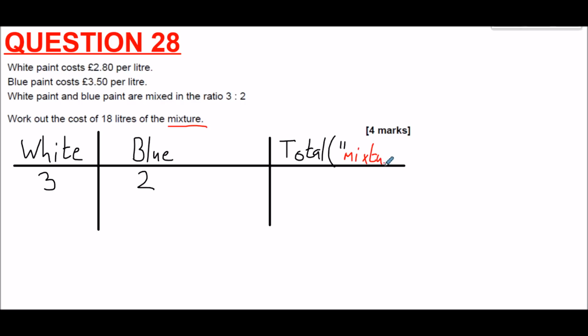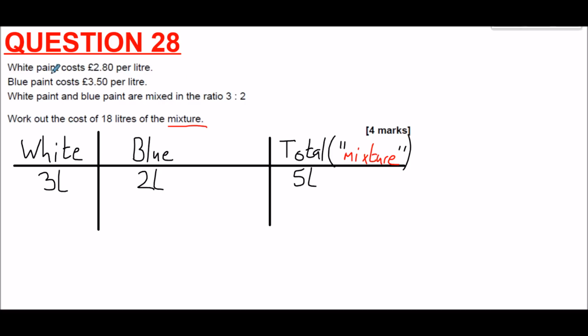So using the numbers in the ratio which have been given to us, 3:2, that could mean 3 millilitres, 2 millilitres, or 3 tonnes and 2 tonnes. It doesn't matter as long as you're using the same units. But because we're being told we're working in litres, we may as well measure these as litres. So if we had 3 litres of white, that would be mixed with 2 litres of blue, which would make us a total of 5 litres of mixture.